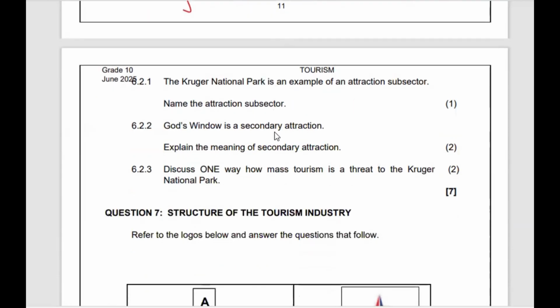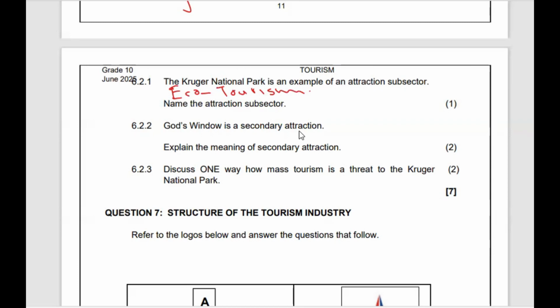6.2.1, the Kruger National Park is an example of an attraction subsector. Name the attraction subsector. The attraction subsector would be ecotourism. This falls under ecotourism. That would be the attraction subsector.